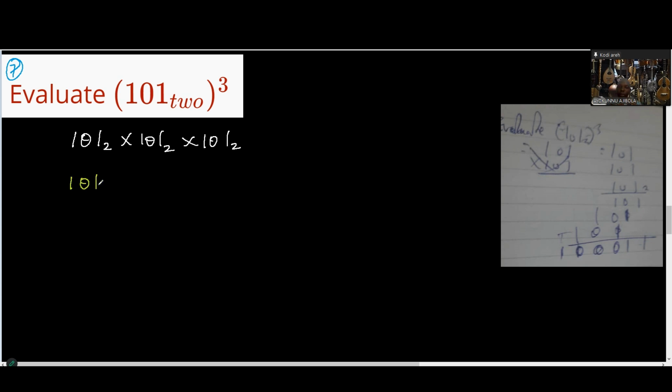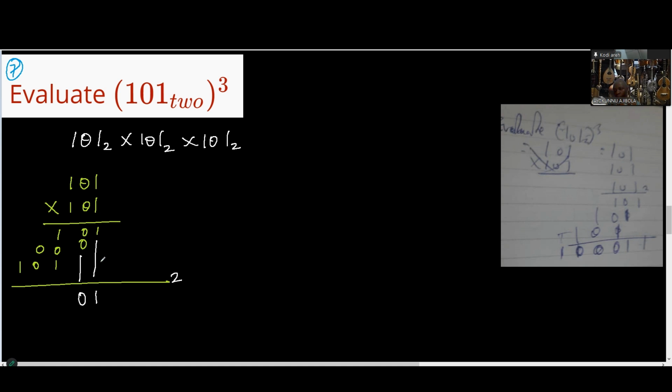So 101 times 101. I get this one. This one will be 1 times everything at the top. That's 101. And 0 times everything at the top. That is 000. Again, 1 times everything. That's 101. So I firstly get this. Nothing is here. So 1 down. Nothing is here. 0. Then 1 plus 1 is 2, but because we're in base 2, we cannot write that 2. So how many 2? That's 1, remainder 0. And 0 plus 0 is 0, plus the 1 here, that's 1. Then I bring down this one. So this is just the 2 times multiplication there.